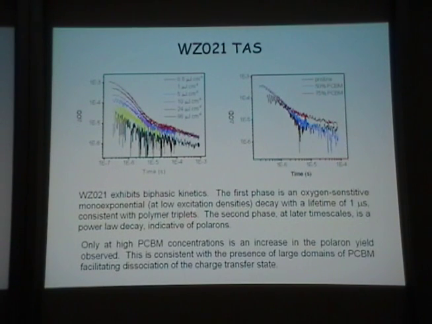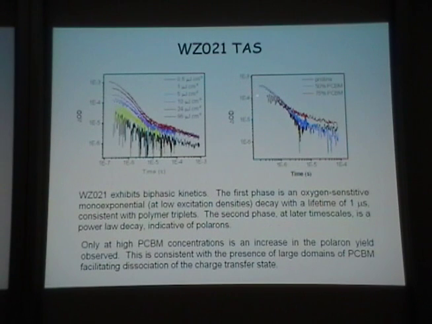The later timescales can be fitted to a Parnell decay, which is indicative of polarons. So it's bimolecular recombination in the presence of an exponential tail of trapped states. When we look at the effect of PCBM concentration, there are quite interesting results. The pristine polymer has a measurable polaron yield, which is quite unusual. In fact, even when you add 50% PCBM, you get quite a similar polaron yield to the pristine polymer, which is very unusual. It's only when you get up to about 75% PCBM that the polaron yield increases quite substantially.